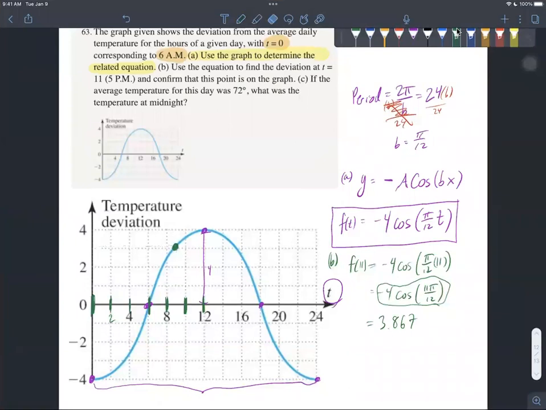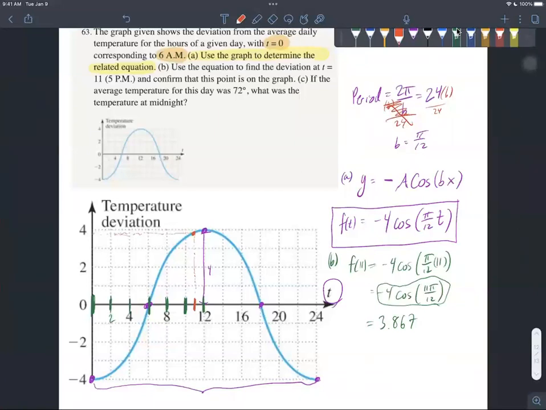Yeah, t equals 11 is actually right here. I'll mark it in red. And this makes a lot more sense. Here's our point. It's almost 4, 3.86. So very good. Through double checking with the calculator, we're able to see that I marked it in the wrong spot. All right, so everything is correct there. We use the equation, and then we confirm that this point is on the graph.